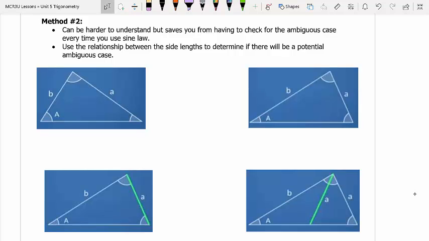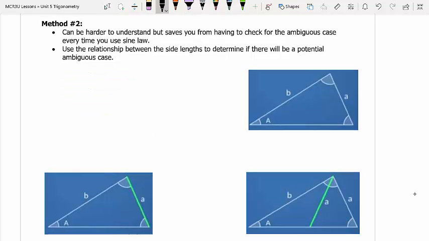Method 2, for those of you who can understand the reasoning behind the ambiguous case, okay, so that's all the work with, is that shorter side longer or shorter than the height? If you want to do that, it's going to save you some time because you're not going to have to check for the ambiguous case every single time. So there's two things you have to realize.